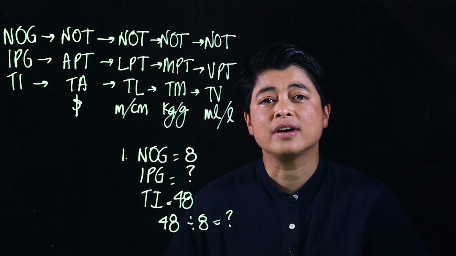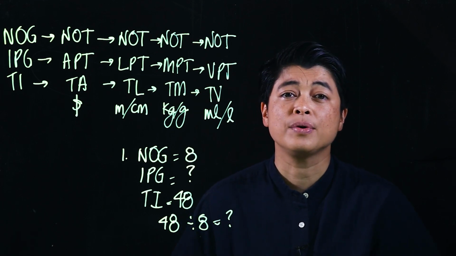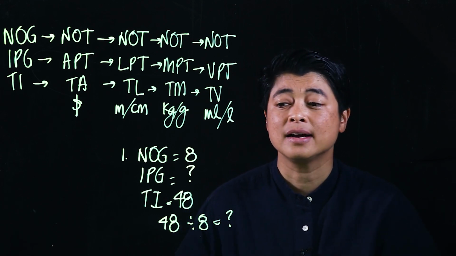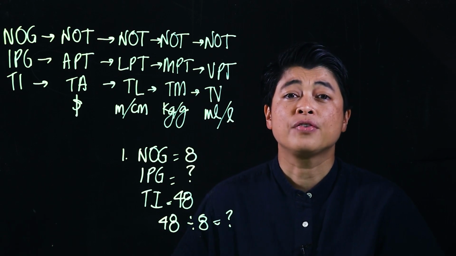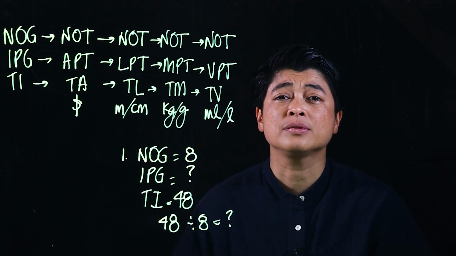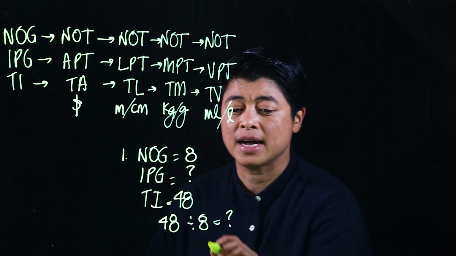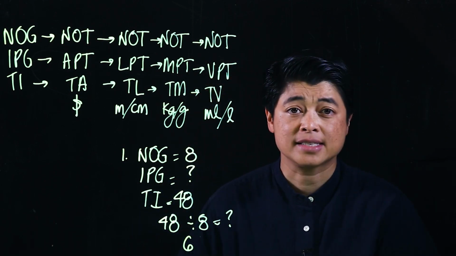When we have our kids solve this equation, we have them count by 8 until they reach 48. So that's why the finger counting is very important. So the answer here is 6.